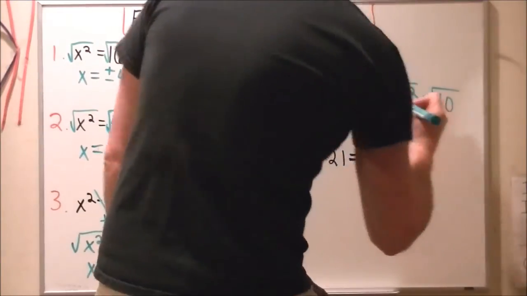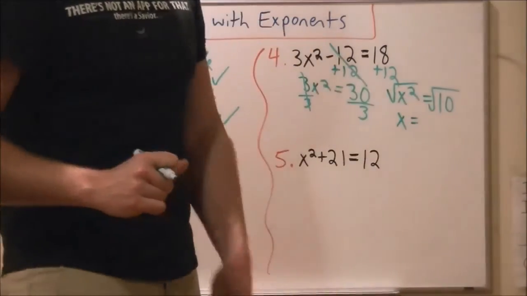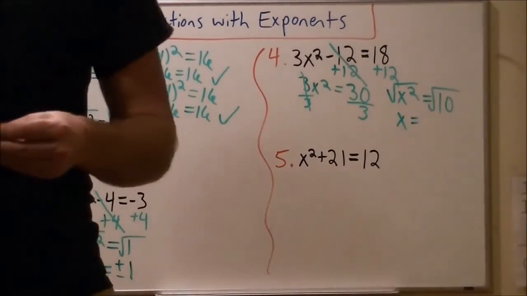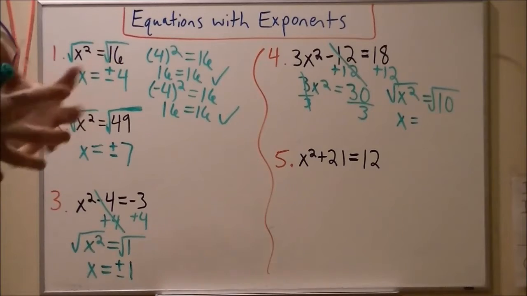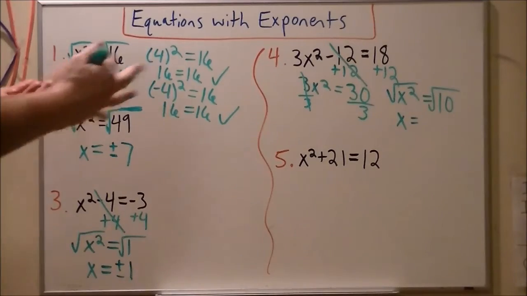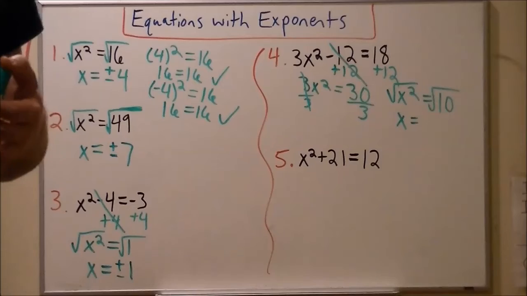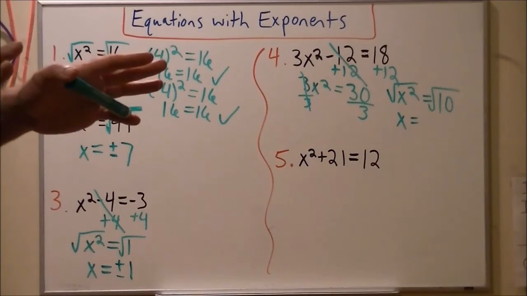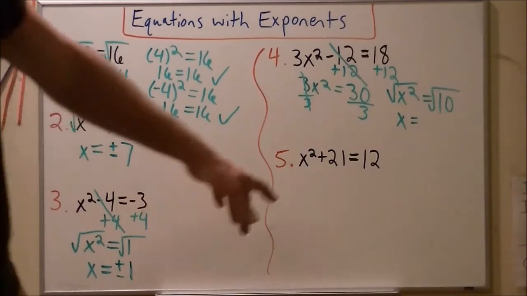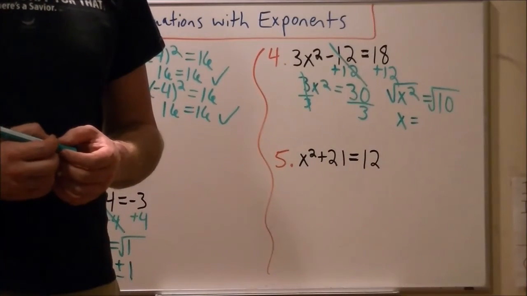And over here, what number times itself gets me to a positive 10? Let me think here. 3 times 3 is 9. Okay, that's not 10. What's the next number above that, above 3? That's 4. 4 times 4 is 16. Whoa, wait just a minute here. There is no number that gets me to a perfect square involving the square root of 10.